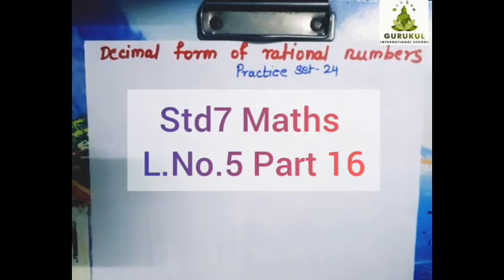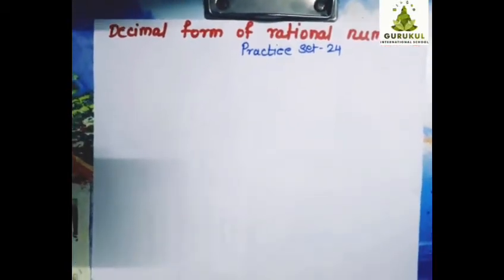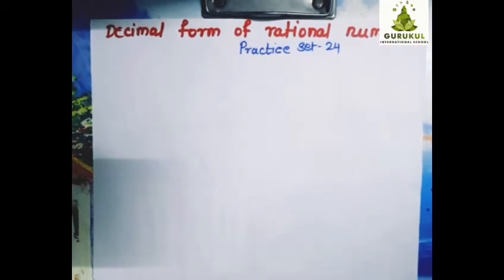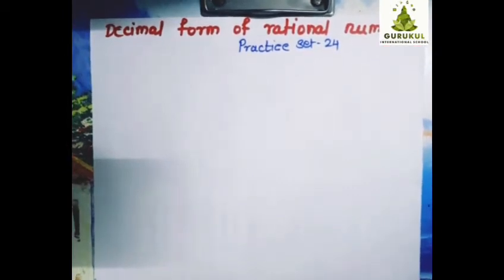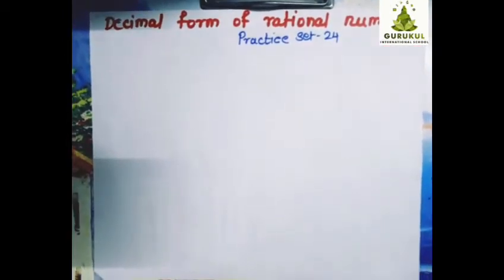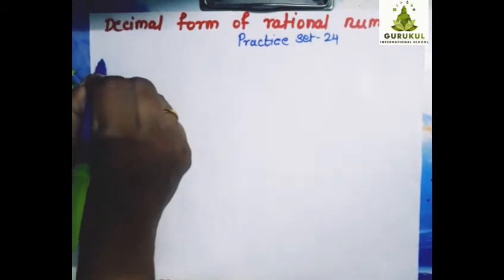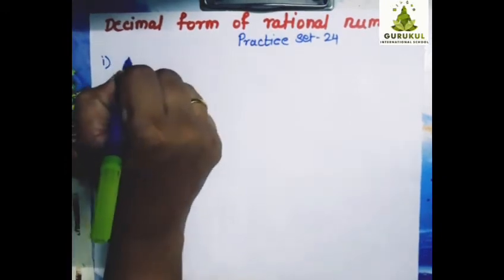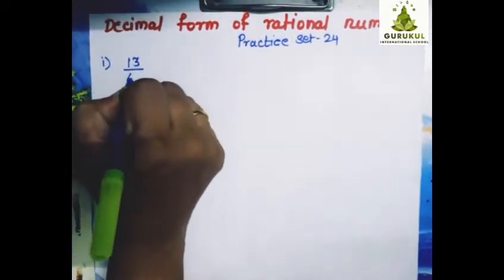Now in lesson number 5, operations on rational numbers, we are going to learn the decimal form of rational numbers. In our textbook in practice set 24, we have been given some problems that are based on this concept. While solving, we will understand how to convert rational numbers into decimal form. For example, the first example they have given us is 13 upon 4.